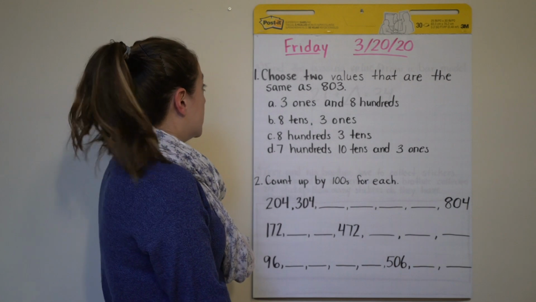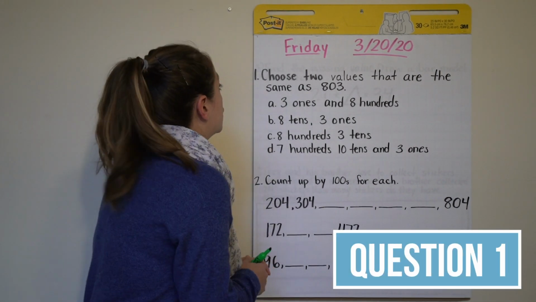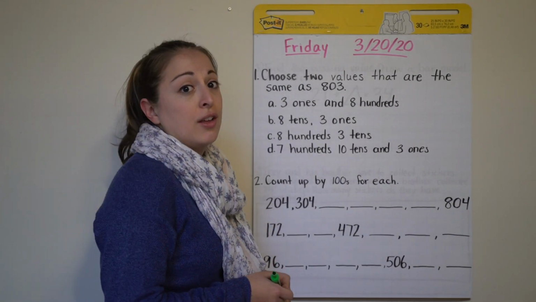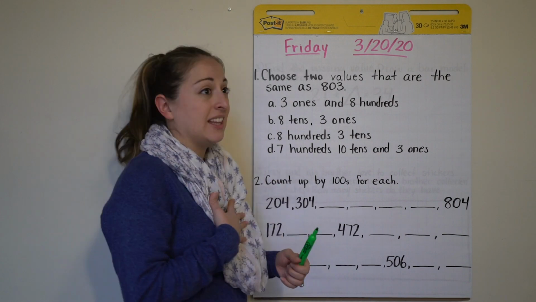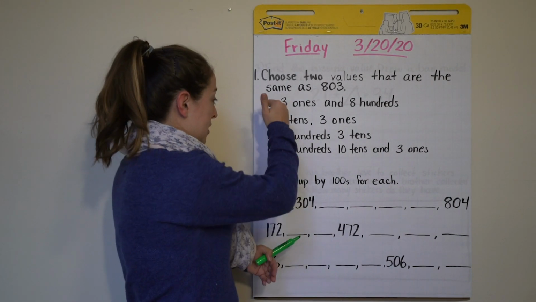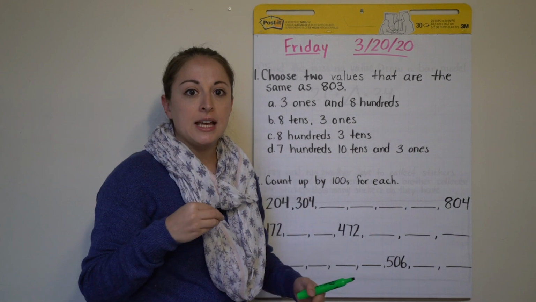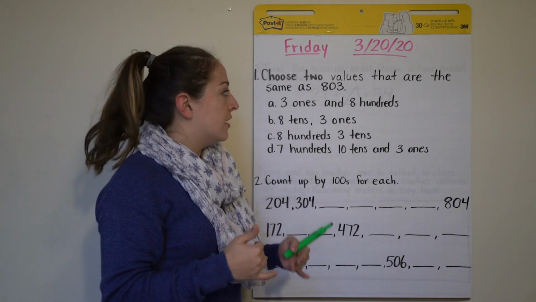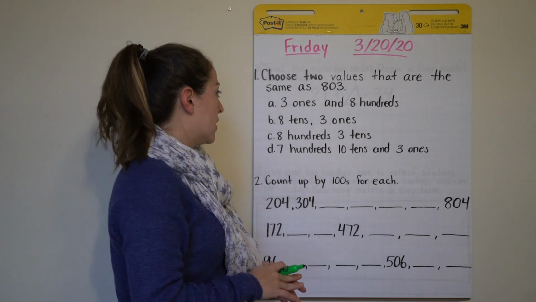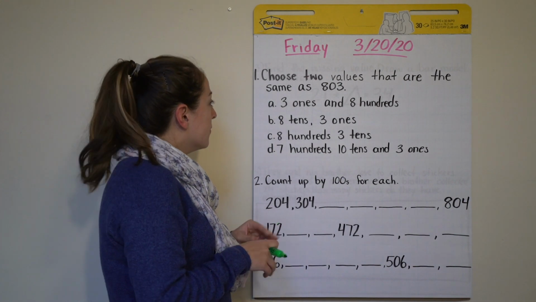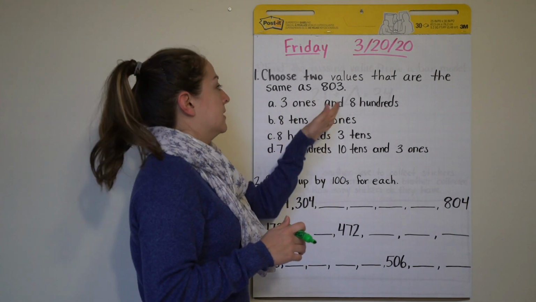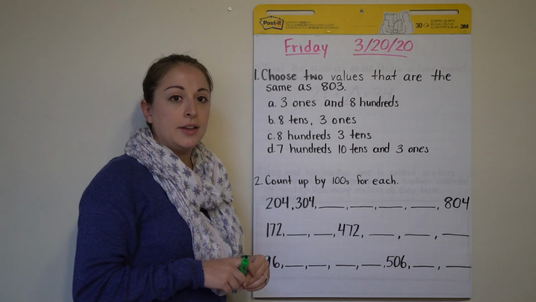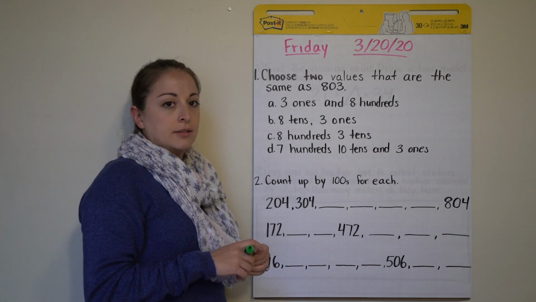We're gonna do question number 1. Choose 2 values that are the same as 803. So something that I like to do is I like to go through each of these very slowly, and if I realize that it doesn't match this value, then I'm gonna cross it off. And if it does, I'm gonna circle it. Okay, so let's look at number 1. 3 ones and 8 hundreds. Take a second to think about if that is the same value as 803.